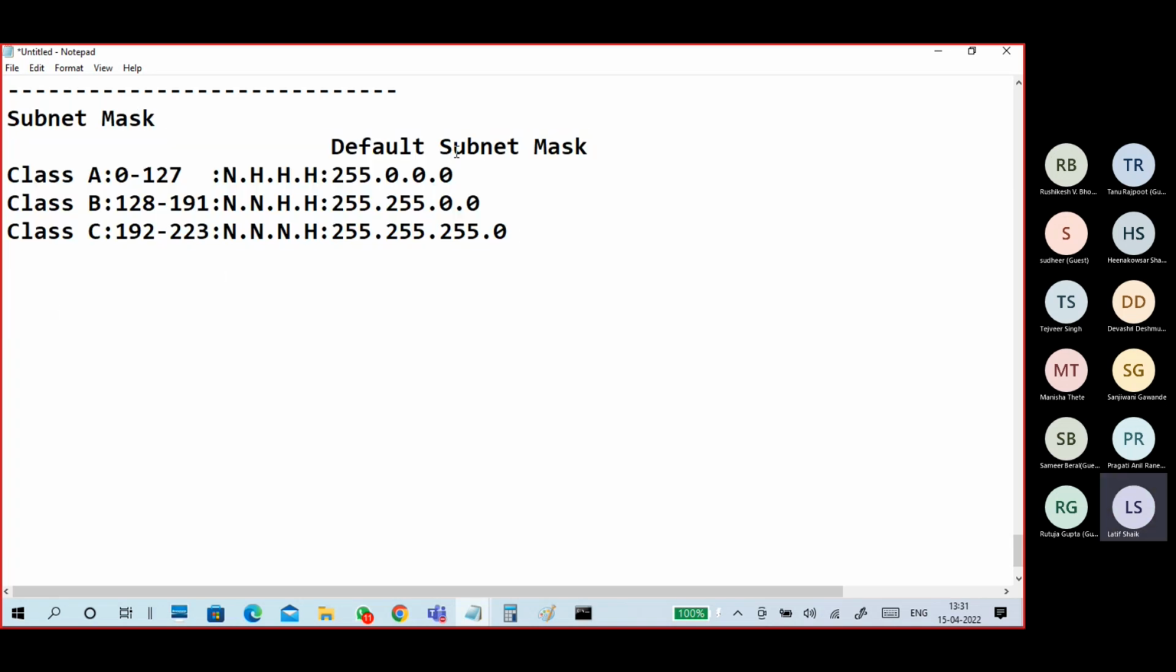Next, what is the use of this subnet mask? What is the use of subnet mask?